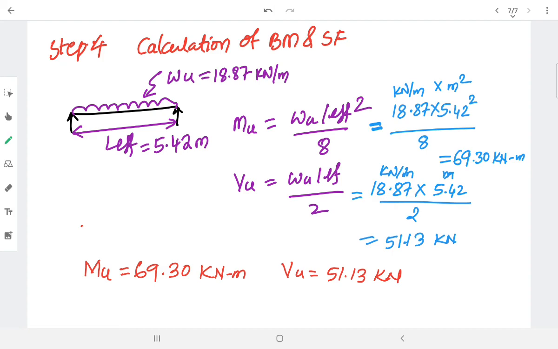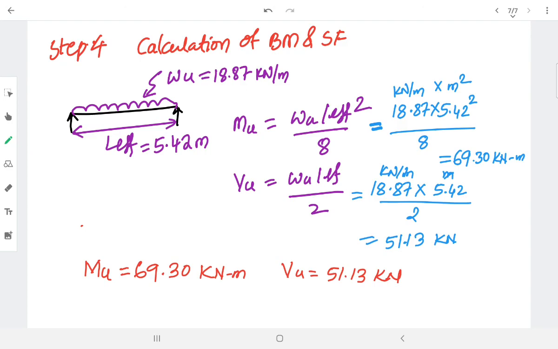Before going to design, we must know whether it is a singly reinforced beam or a doubly reinforced beam. I think we have discussed under reinforced and over reinforced earlier. In a similar way, we will be discussing the singly reinforced beam and doubly reinforced beam. In the next part, before calculation of the reinforcement, stirrups and deflection check, we'll be discussing what exactly the singly and doubly reinforced beam is.